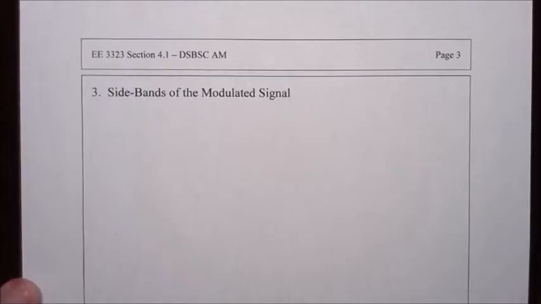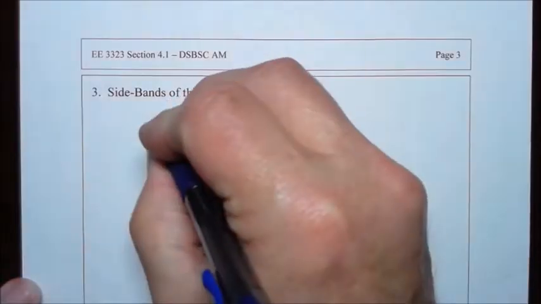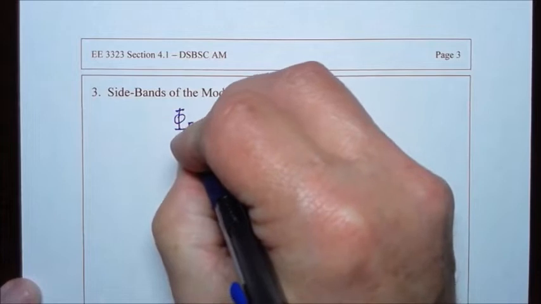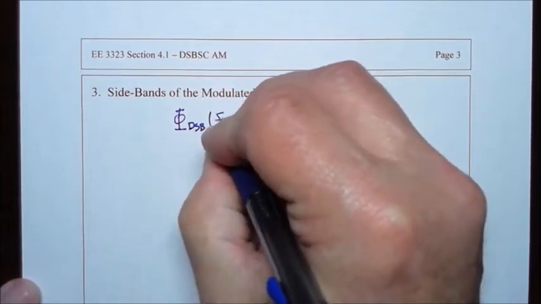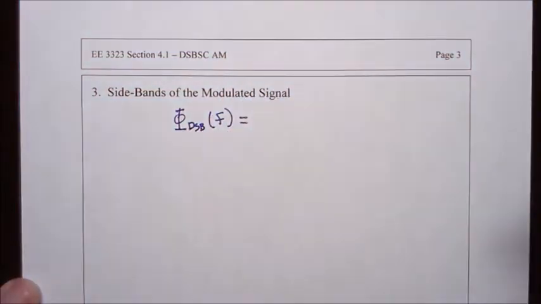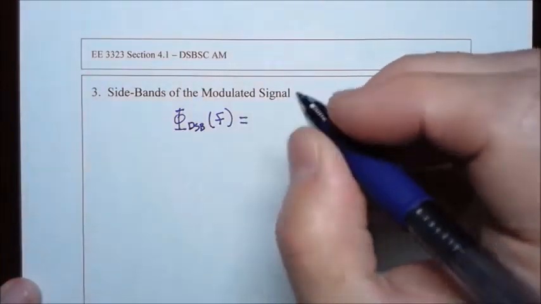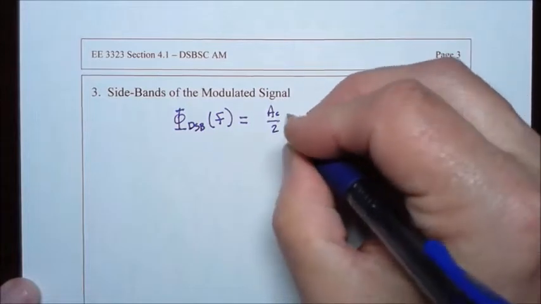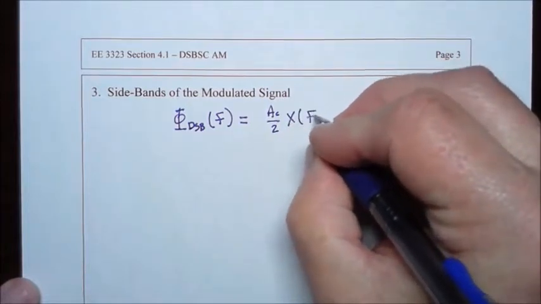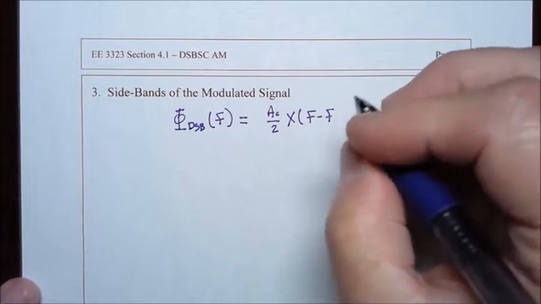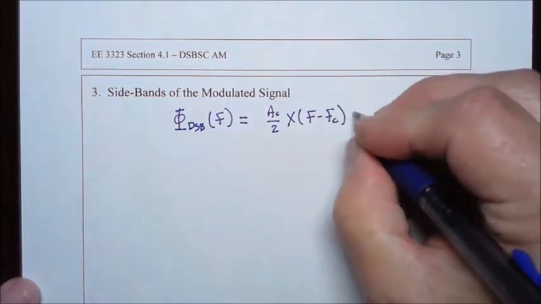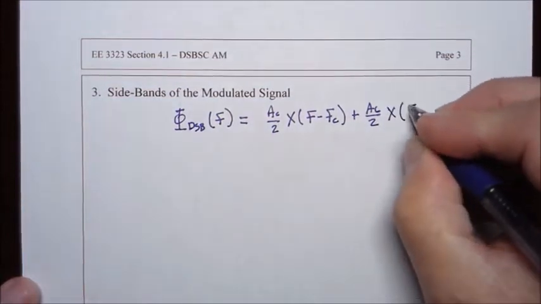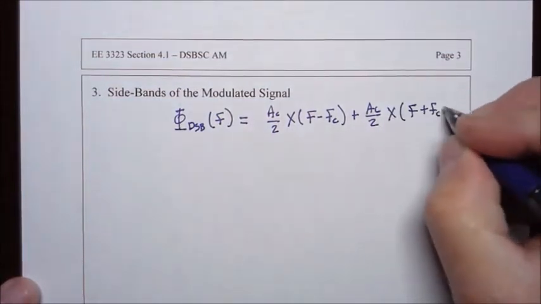The spectrum of the modulated signal can be expressed. This is capital Phi double sideband as a function of frequency. We can express this as AC divided by 2 times capital X of F minus FC plus AC divided by 2 times capital X of F plus FC.